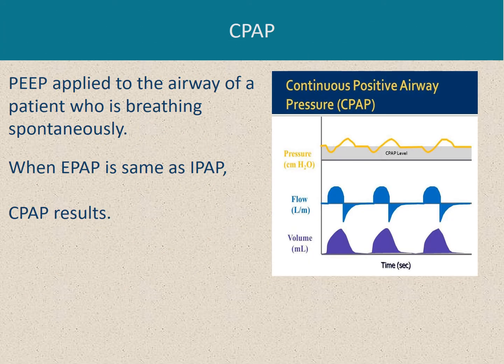Here we can see what happens during CPAP. A basic pressure is applied the whole respiratory cycle. A positive end-expiratory pressure is applied the whole respiratory cycle, and the patient can breathe in and out spontaneously.